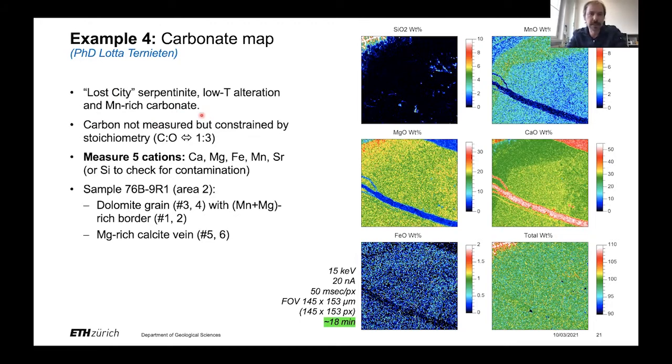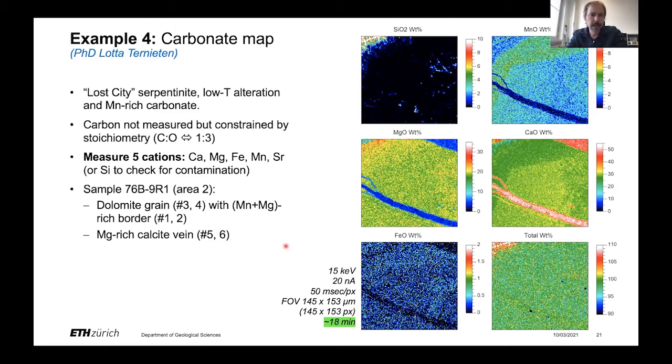manganese-rich carbonate. The carbon, of course, in these maps is not measured, but we can constrain it by stoichiometry, simply by saying that for every 3 oxygen atoms, we should have 1 carbon atom. We measure 5 cations: calcium, magnesium, iron, and manganese for sure, sometimes strontium, and sometimes we rather opt for silicon, because with these nasty samples that are strongly hydrothermally altered, we have a lot of teeny inclusions of silicates, and we don't want the signal stemming from these silicates. We really want the signal coming from the carbonate itself.